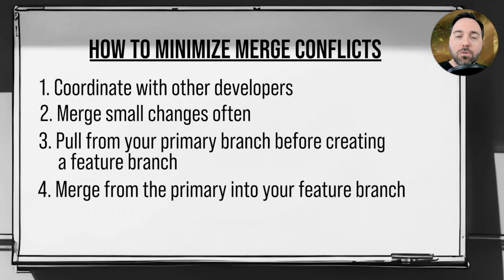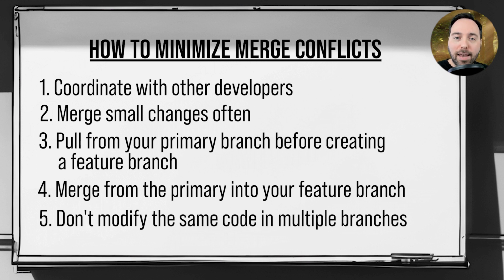Fourth, if you do have code checked out for a significant period of time, occasionally merge changes from the primary branch into your feature branch. That won't prevent merge conflicts, but it will make them happen inside your own branch where you can fix them without needing to go through any real sort of mess.